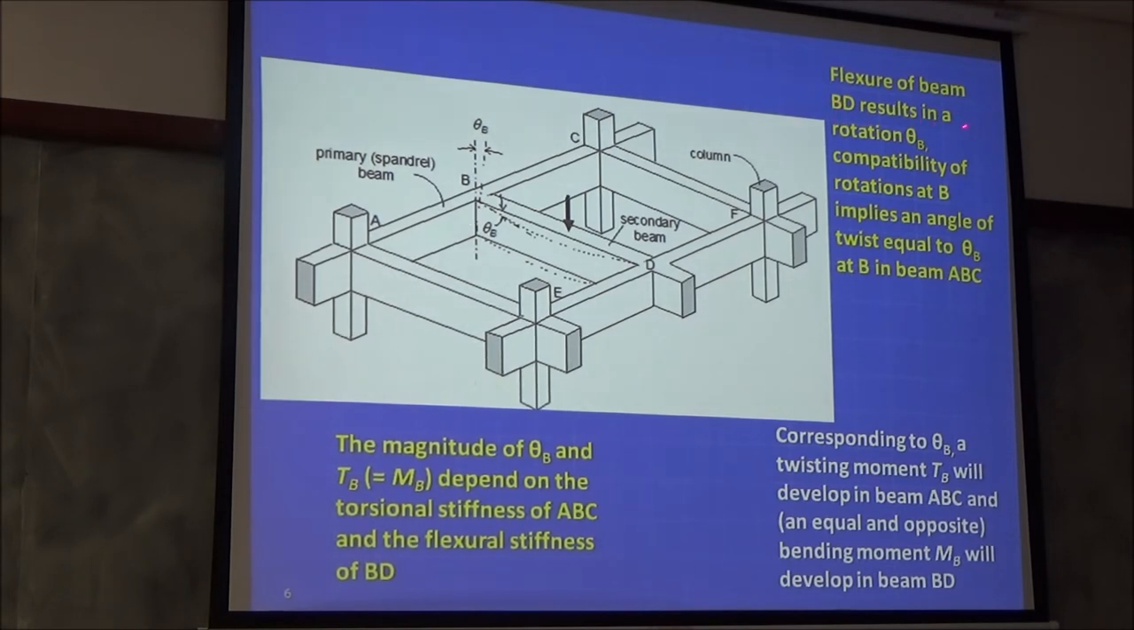Flexure of beam BD results in a rotation theta b. Compatibility of torsion or rotation at B implies an angle of twist equal to theta b. So why we say compatibility, the other reason is it's theta b which is the cause. Because of theta b you are getting twisting moments. The cause is a deformation. These are called deformation induced stresses, not load induced stresses. They are deformation induced stresses. Can you give me another example of deformation induced stresses? Which we covered briefly when we looked at shrinkage and temperature.